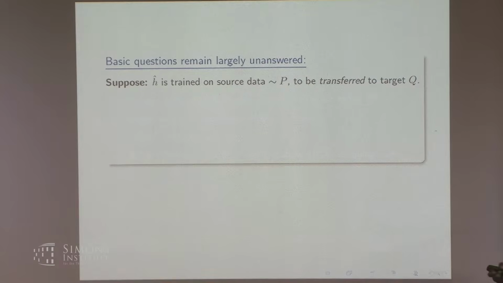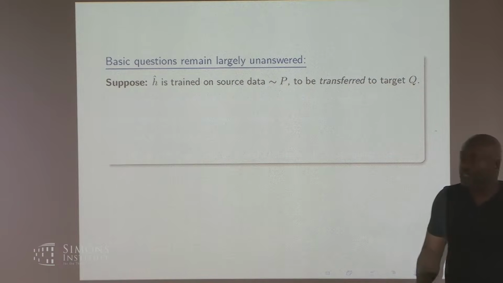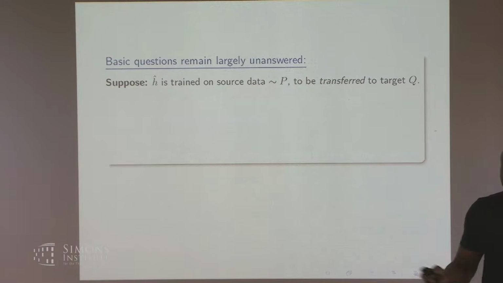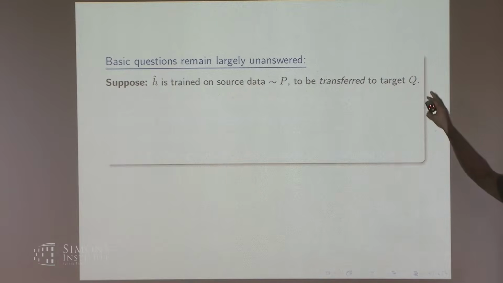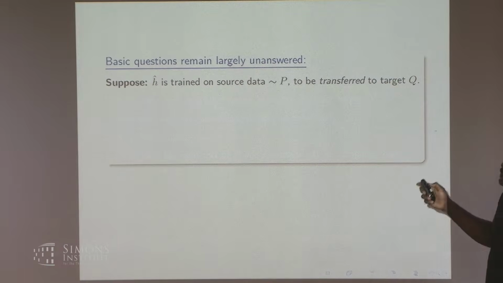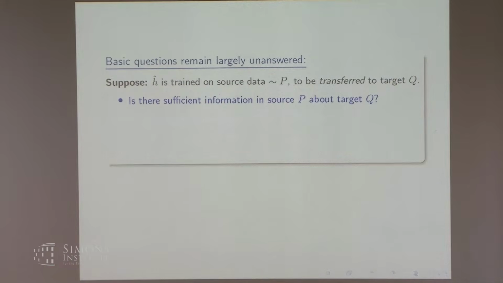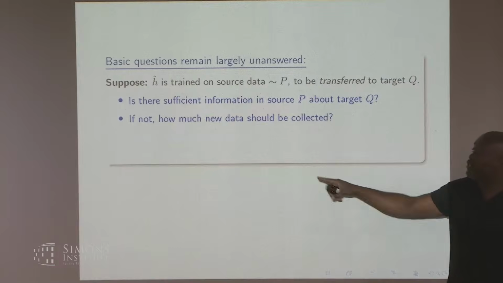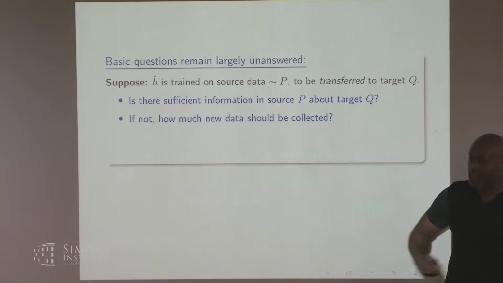All right, so I'll now give some basic questions that will drive the rest of the talk. Basic questions that a practitioner may ask. Suppose h-hat is some classifier trained on source data from P, and it is to be transferred, and by transferred, I mean it is to do well under the Q risk, the risk under a different distribution. So a first question is: is there sufficient information in the source about the target, and what do we mean by information? A second question: if there is not sufficient information, how much more data should we acquire in order to retool?